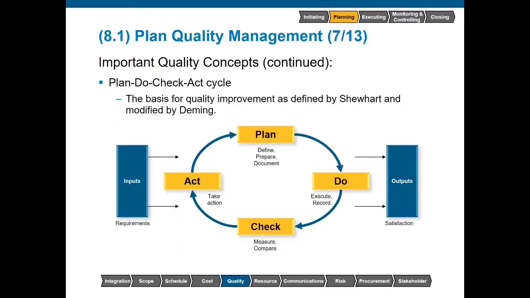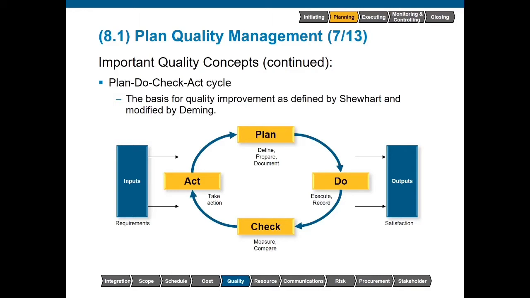The Plan, Do, Check, Act cycle, also called PDCA, was developed by Shewhart and modified by Deming. It starts with a small plan. We're looking at specific requirements. What are we trying to improve upon? We're going to look at how we can make this a little bit better, and then we're going to go ahead and execute that plan that we come up with.